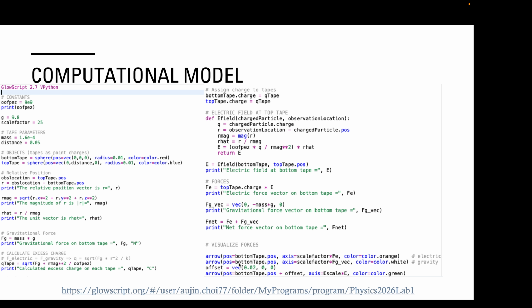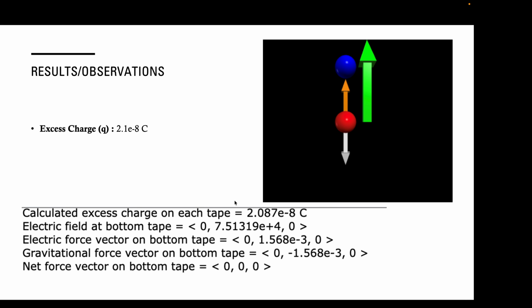Here we have the visualizations for the model. We have the arrows representing the electric force and gravitational force. And here we have the arrow that represents our electric field. These are the calculations right here that help it.